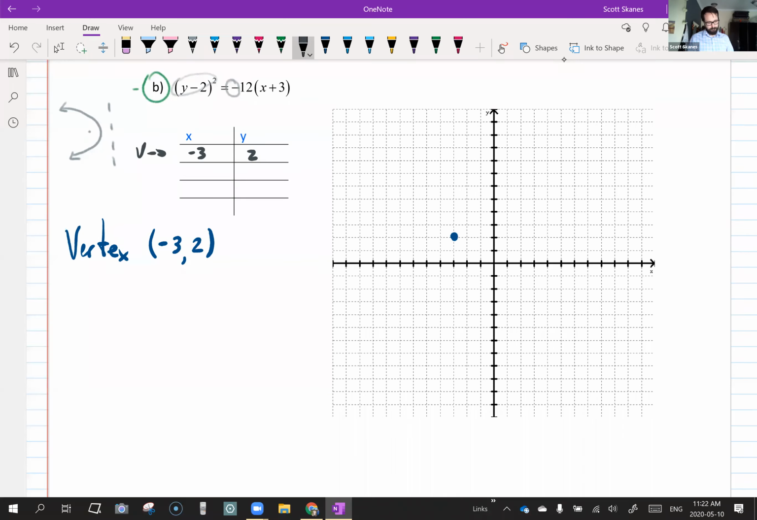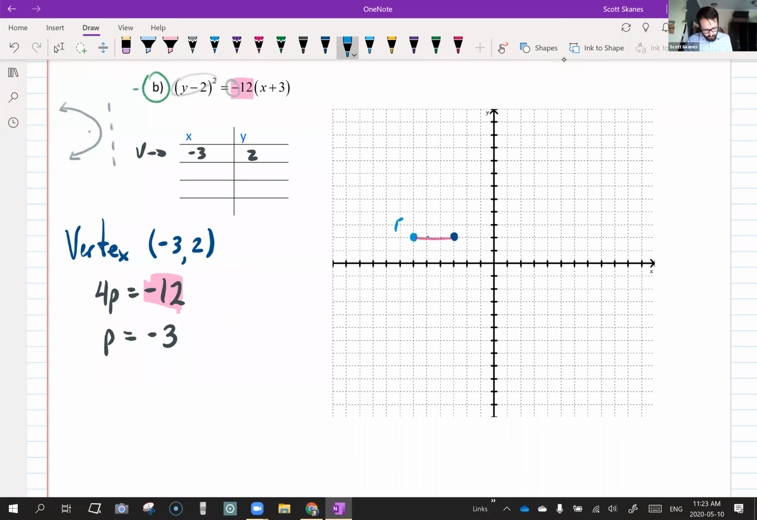Now, let's get p because the p value is easy. I can divide -12 by 4 or make it more specific. 4p is -12 here. If you're not sure why, it's right here. That means p is -3, but really we just care about 3. Okay, so we'll go left or right by 3. In this case, the focus will be 1, 2, 3 over here. And it's opening to the left.